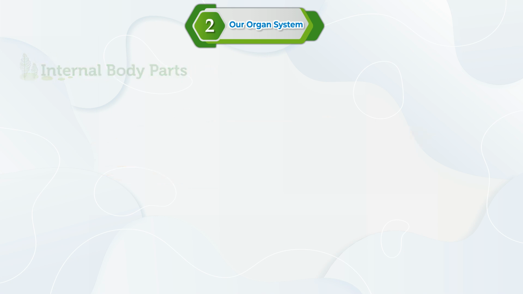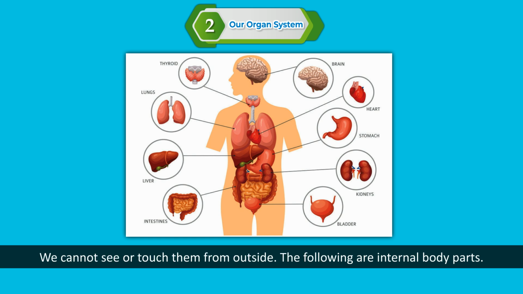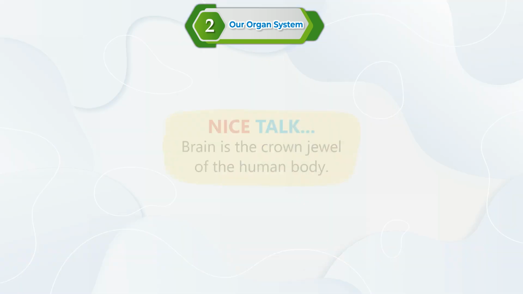Internal body parts. The body parts which are within our body are known as internal body parts. We cannot see or touch them from outside. The following are internal body parts: thyroid, lungs, liver, intestines, bladder, kidneys, stomach, heart, brain.